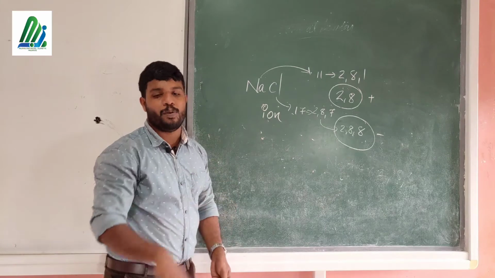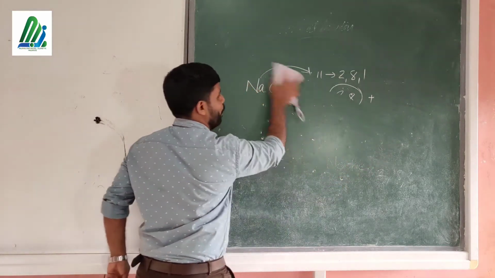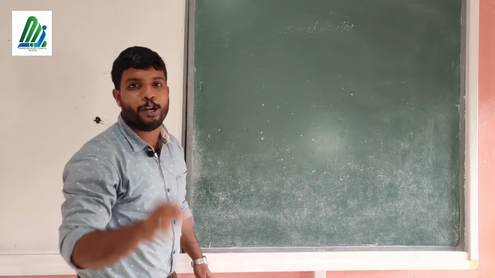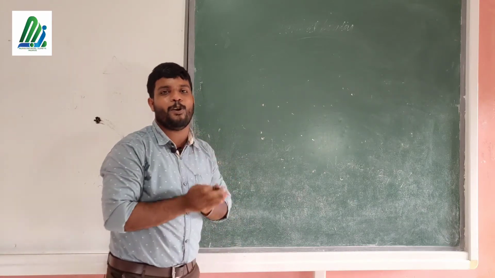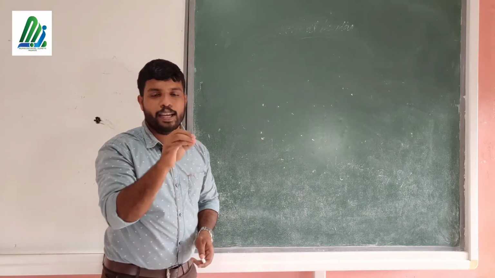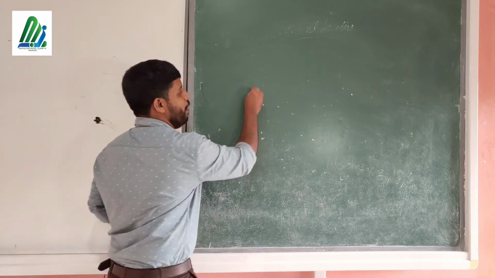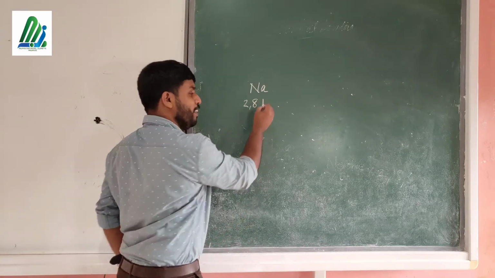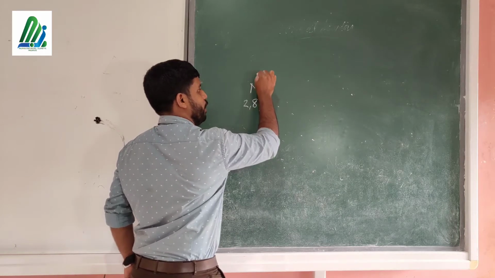The bonding between sodium and chlorine is easier to represent by using dots. So we are going to discuss the electron dot diagram of the bonding between sodium and chlorine. In an electron dot diagram, we need to represent only the valence electrons, each by a dot. For example, sodium's electronic configuration is 2, 8, 1. The valence shell has 1 electron, so we represent the valence electron as a dot here.